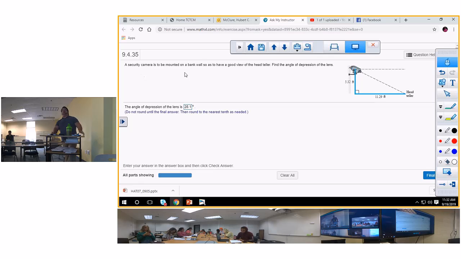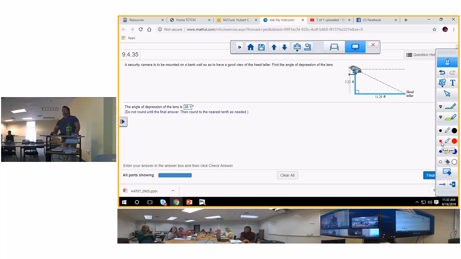Anything having to do with practical application, yes, it is a test question. So it says a security camera is mounted on the wall so to have a good view, and so on. The angle of depression of the lens, angle of depression is from this right here. Okay? Find it.